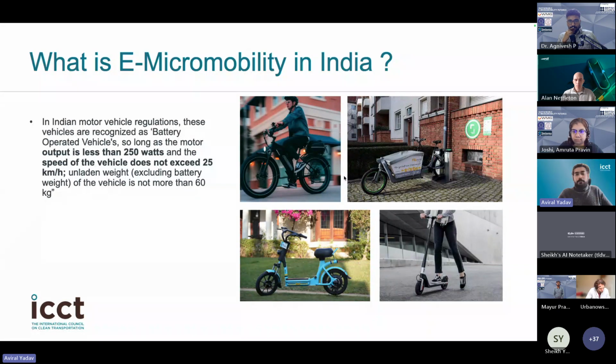But personally, I am very much interested, and that's why I was part of this webinar to explore what is happening in India and the UK. So Mark has already covered what the different types of vehicles are. It can be cycles, electric cargo bikes, electric mopeds, electric scooters, anything. In the case of India, it should be less than 250 watts, and it should not exceed the speed of 25 kilometers per hour.